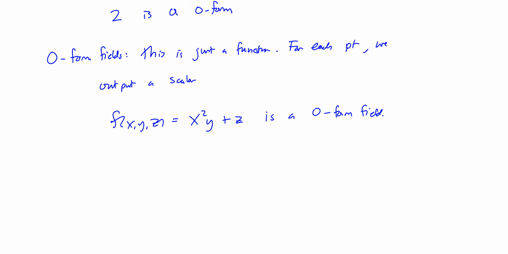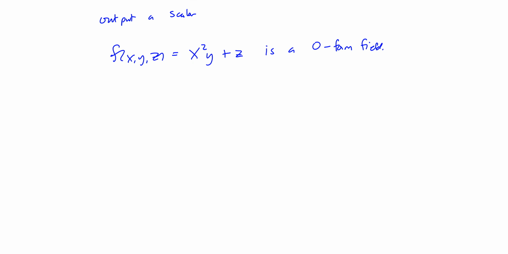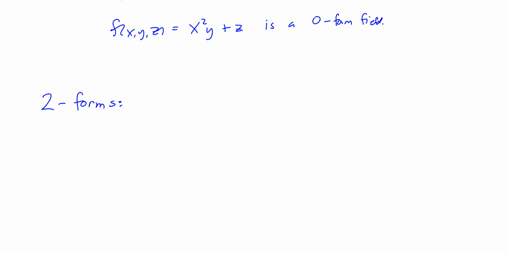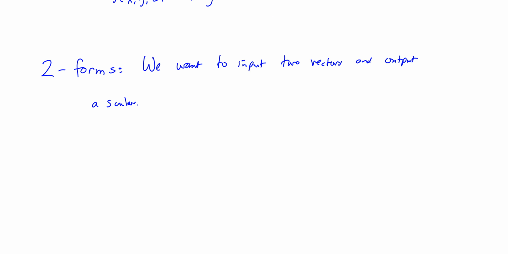So now let's go ahead and do two forms. These are a little bit more complicated. So what should we want from this? Well, we want to input two vectors and output a scalar. And now there's lots of ways we could do this, but we also want this to have something to do with geometry. We don't want just anything here. So let's see how we can define these, and then we're going to see what they're actually telling us geometrically.